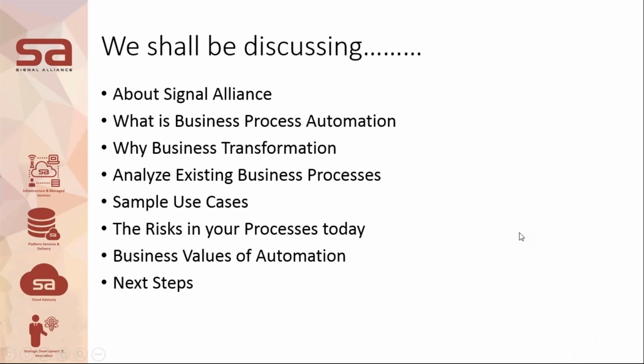Okay, so we shall be discussing briefly about Signal Alliance today, and then what is business process automation? Why should businesses even transform? And then we analyze existing business processes. There are steps for any organization to analyze their existing business processes. We have 1 or 2 sample use cases. We'll go through them. We look at the inherent risks in our processes today. It's a moment of reflection in your organization to say what are the inherent risks in your processes as of today. We'll take a look at the business values of automation. And then finally, we'll take a look at next steps. What next steps should every organization be taking today with respect to business process automation?